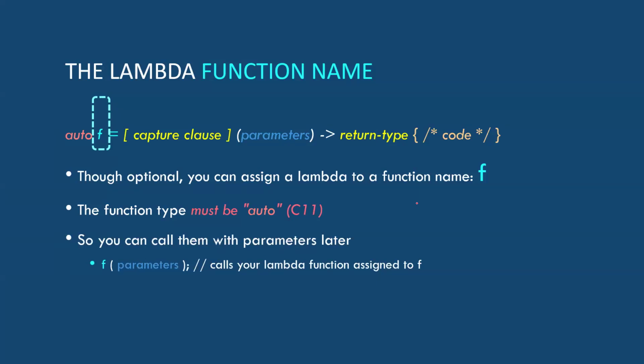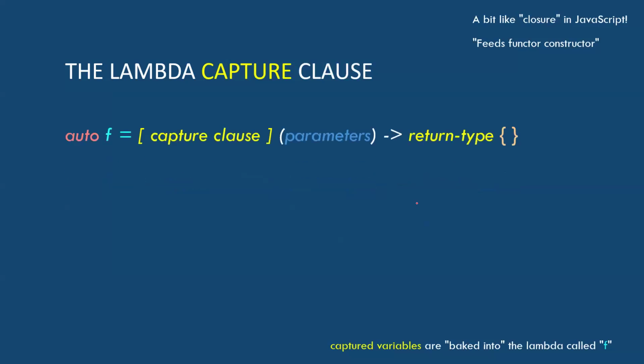But if we do give it a name, we just call it like that, f(parameters), whatever the parameters are that we want to give it. And we'll see some examples here. The capture clause, as I mentioned, is like the constructor. What arguments do we want to feed to our functor constructor so that it can bake them into the f lambda? These are the things that will be remembered by f, and then later on we can call f and just give it the minimum number of parameters that we want.